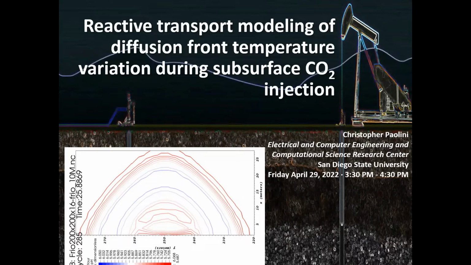All right, thank you very much. So the title of my talk is Reactive Transport Modeling of Diffusion Front Temperature Variation During Subsurface CO2 Injection.